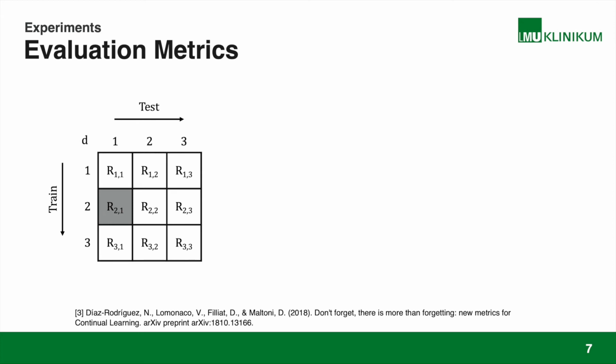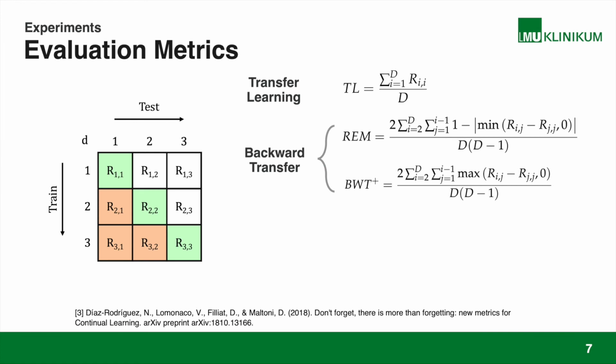We adopt some of the metrics proposed by Diaz-Rodriguez et al. First of all, transfer learning is the average of the diagonal of R and measures the plasticity, meaning the ability to adapt to new domains. In our continual learning setting, we are mainly interested in the effect that learning a new domain has on the performance on older domains. The performance can either degrade in case of catastrophic forgetting or ideally increase. To evaluate this behavior, we measure the backward transfer, which can be split into 2 metrics.